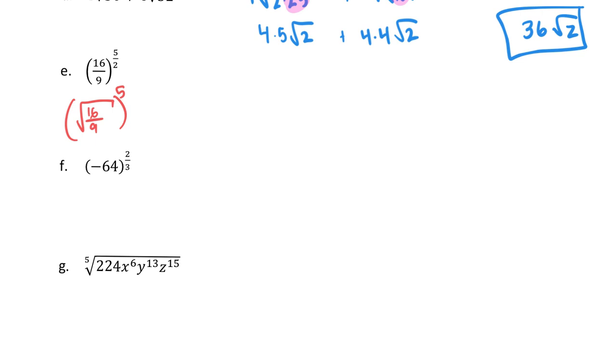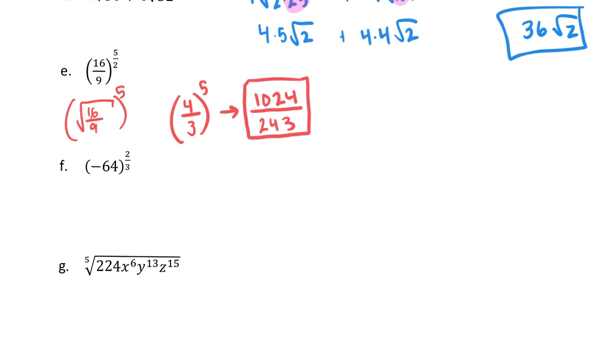So the square root of 16 is 4. Square root of 9 is 3. Then I want to take 4/3 to the 5th power. 4 to the 5th power is 1024. The numbers that you use will be smaller, so they are ones you can calculate pretty quickly. And 3 to the 5th power is 243. So that is our fraction, 16 ninths to the 5/2 power.